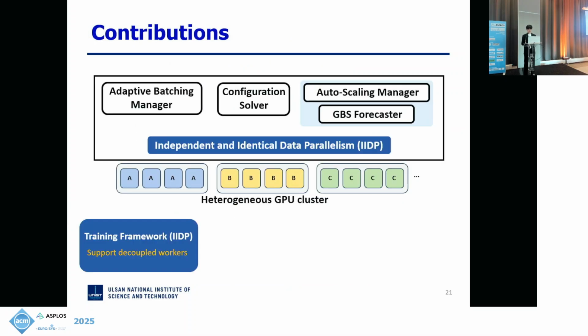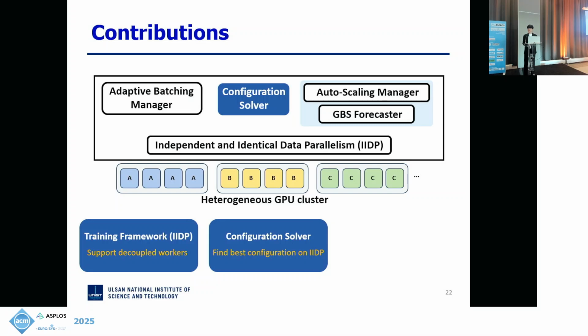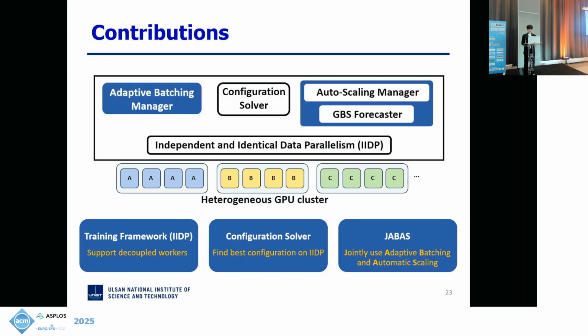There are 3 contributions of the system. First, we develop the training framework, independent and identical data parallelism, in short IIDP, for heterogeneous GPUs to support decoupled workers efficiently while preserving convergence. Second, to maximize training throughput on IIDP, we present a configuration solver to find complex configurations of decoupled workers on each different type of GPUs. Last, we present joint adaptive batching and automatic resource scaling technique.